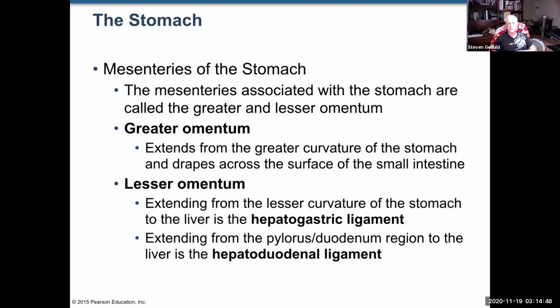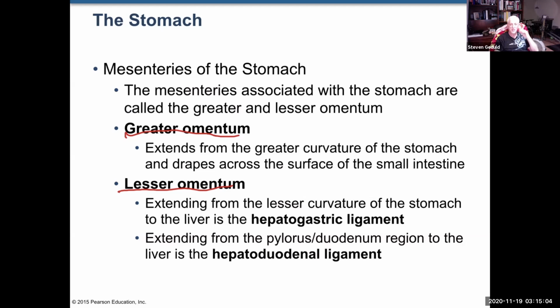So the mesentery associated with the stomach are called your greater and lesser omentums. And again, obviously the greater curvature and lesser curvature, where they're located. So the greater omentum covers the greater curvature of the stomach and drapes across the surface of the small intestine, covers all the small intestine.